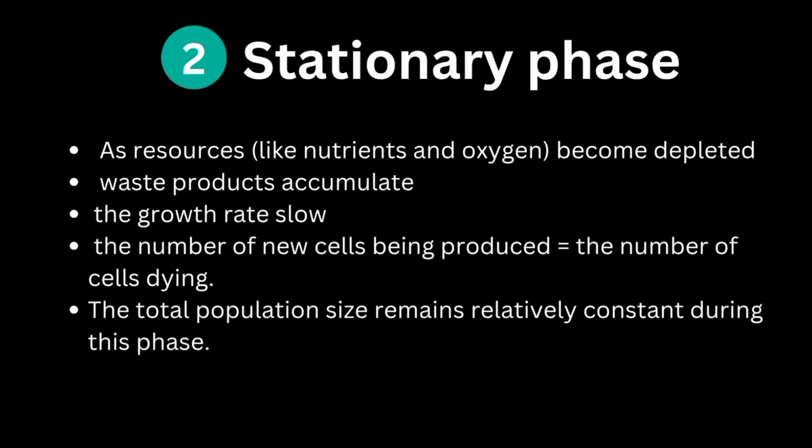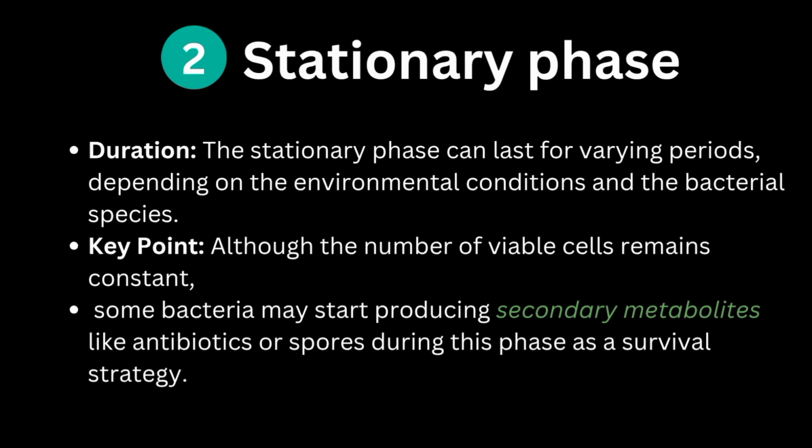In the stationary phase, as resources, like nutrients and oxygen, become depleted and waste products accumulate, the growth rate slows. The number of new cells being produced equals the number of cells dying. The total population size remains relatively constant during this phase. If we talk about duration of the stationary phase, it can last for varying periods, depending on the environmental conditions and the bacterial species. Key point here is that although the number of viable cells remains constant, some bacteria may start producing secondary metabolites like antibiotics or spores during this phase as a survival strategy.